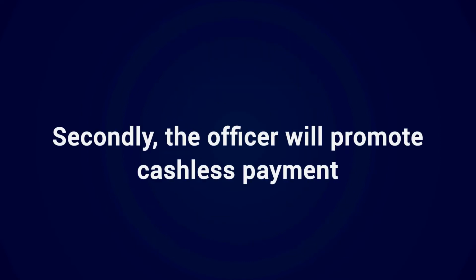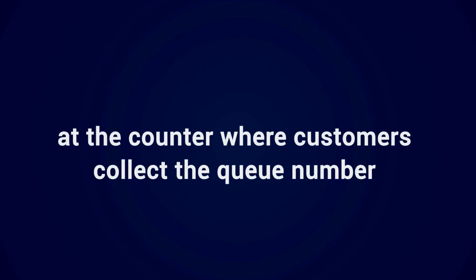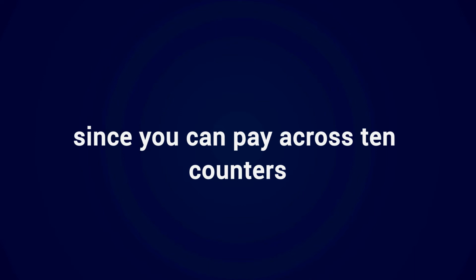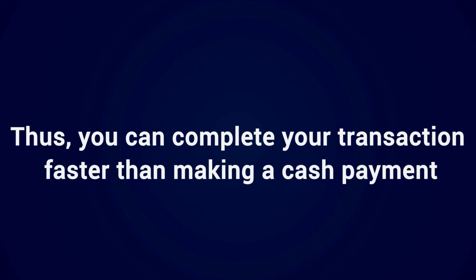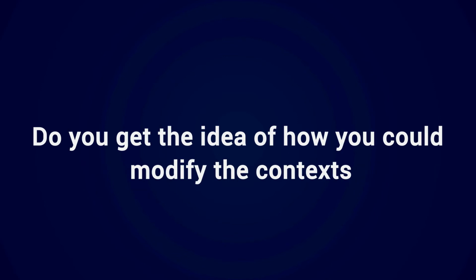Secondly, the officer will promote cashless payment at the counter where customers collect the queue number, since you can pay across 10 counters. Thus, you can complete your transaction faster than making a cash payment. Do you get the idea of how you could modify the contexts?